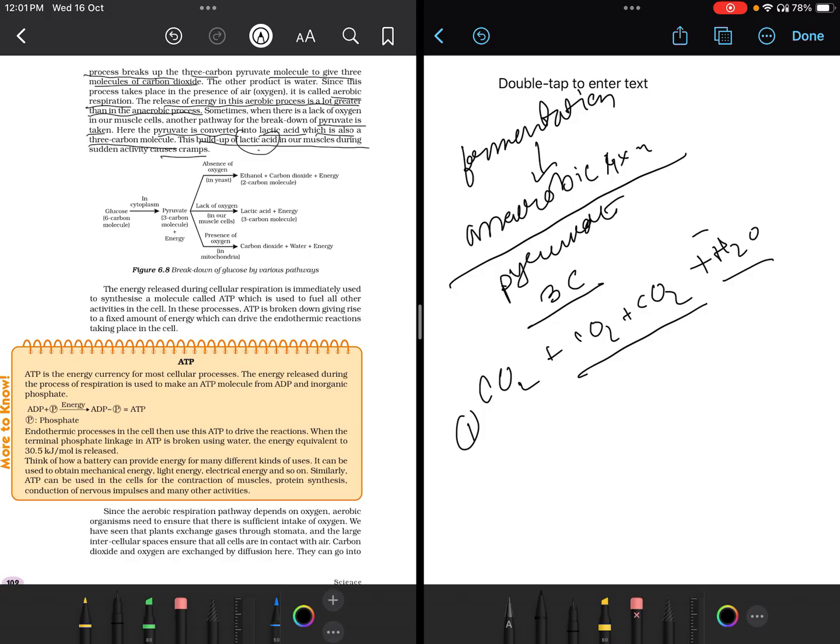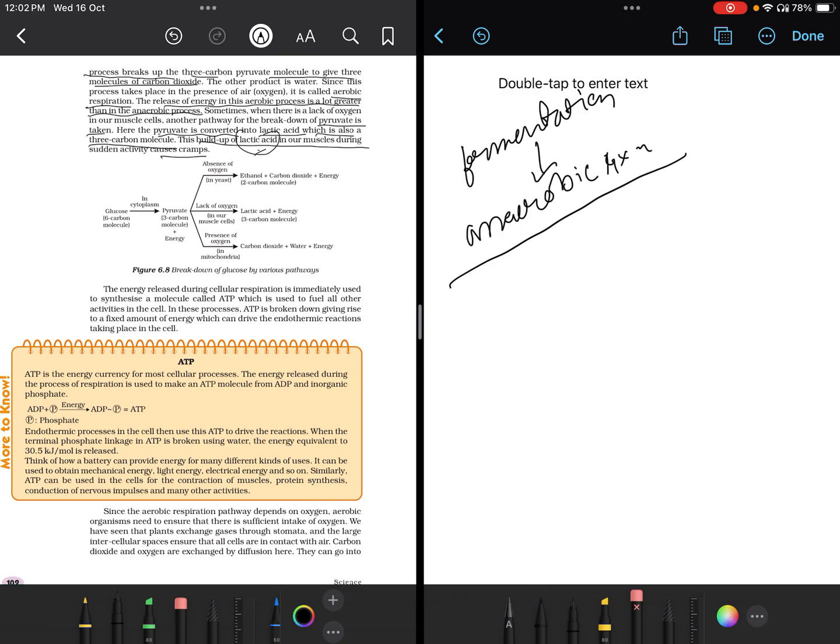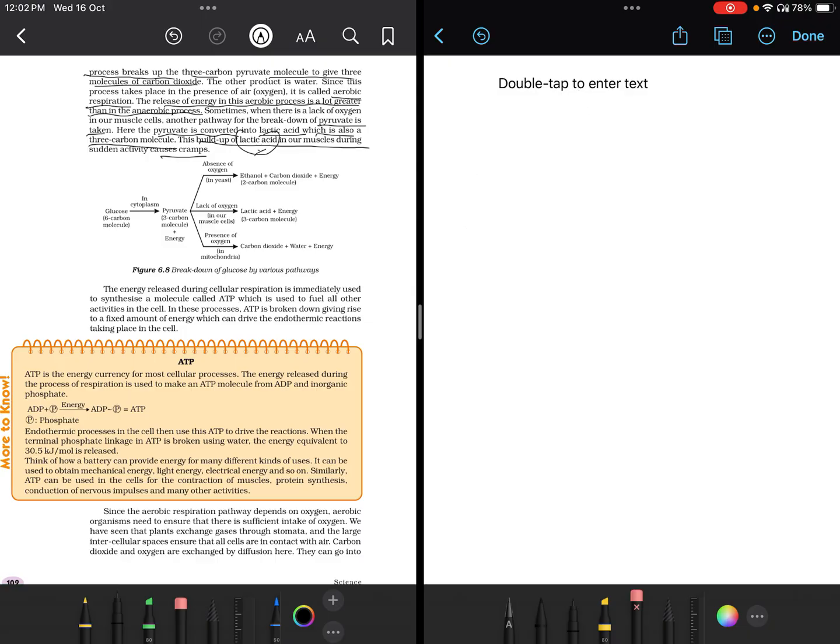In absence of oxygen in muscle, pyruvate is broken down into three carbon molecules called lactic acid, and this accumulation of lactic acid causes cramps. So you have to remember this, and very beautifully a flowchart is given in your book. So let's go through this flowchart.